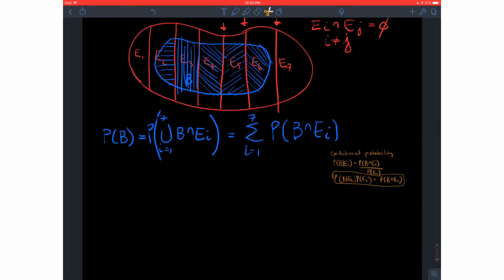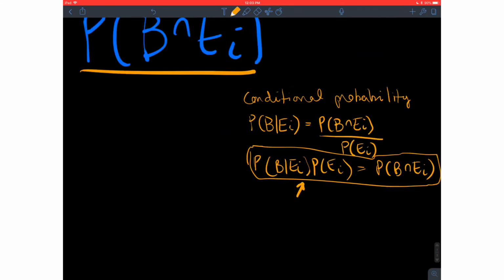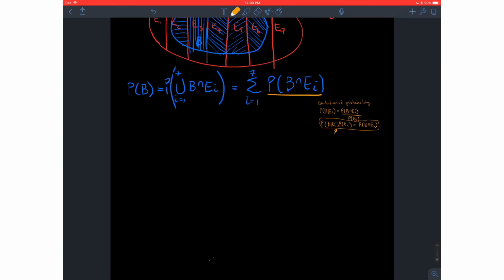And what we're going to do is rewrite this over here as the sum of these elements here. So that P of B is going to be equal to the sum from i equals 1 to 7 of the probability of B given Ei times the probability of Ei. Great.